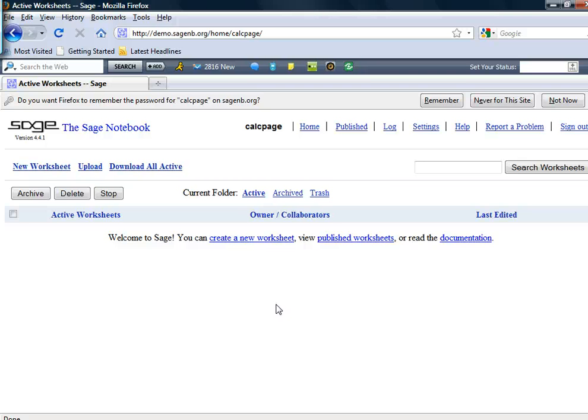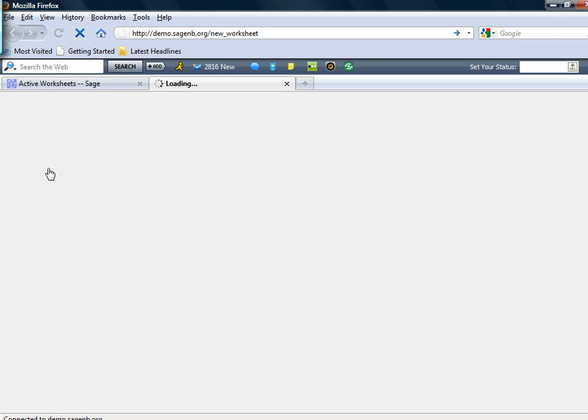So see where it says New Worksheet? Just click on there. And I don't know. I'll call it T cubed or something. So here we go. It asks you for a file name, so I'll give it a name.